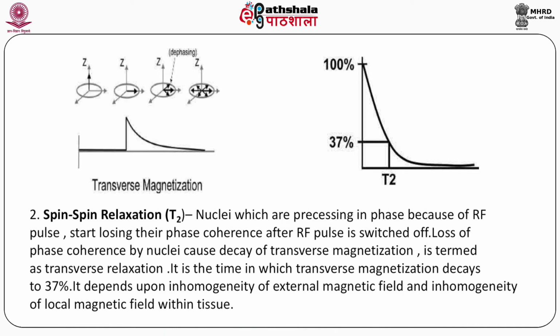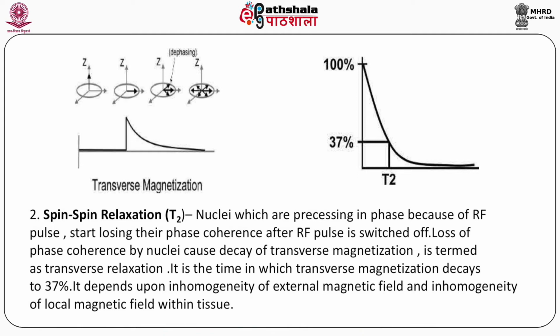Another type of relaxation is called spin-spin relaxation, called T2. The nuclei which were precessing in phase because of the RF pulse start losing their phase coherence after the RF pulse is switched off. Loss of phase coherence by the nuclei causes decay of transverse magnetization. It is called transverse relaxation. It is the time in which transverse magnetization decays to 37% of its original value, called T2. This T2 depends on the magnitude of the external magnetic field and inhomogeneities of the magnetic field within the tissues.